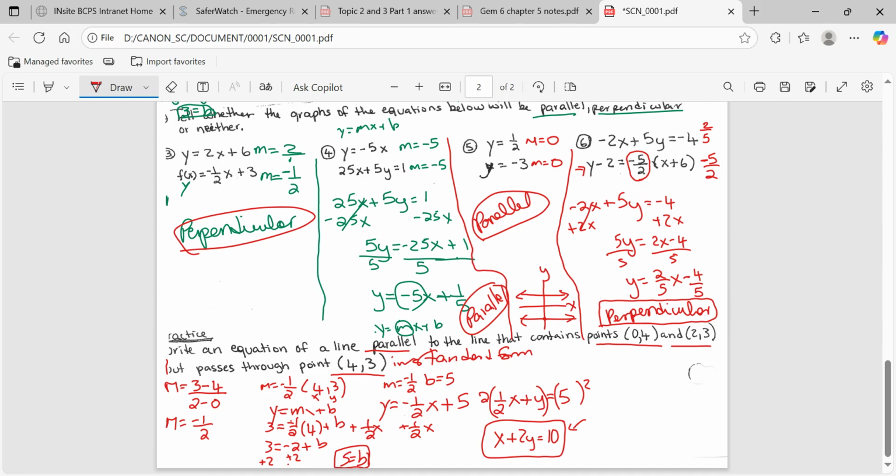This is your notes for parallel and perpendicular lines. Remember, in order to learn mathematics, we must do the mathematics.